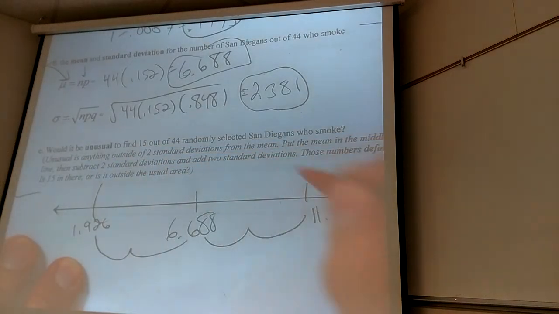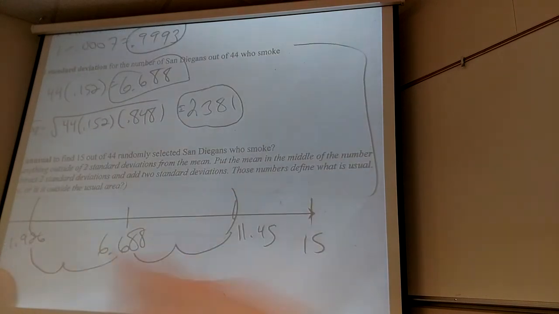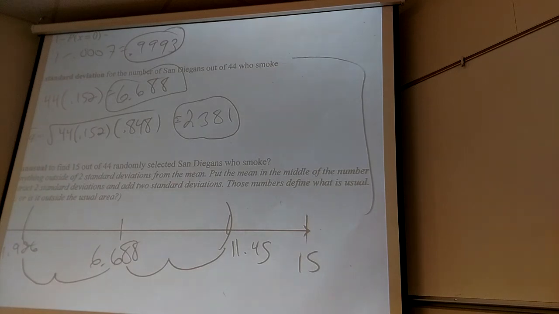So 15 is definitely unusual because it's way outside of what's expected. This is the range of what's expected. I hope this jives with what you know. You already know that if you flip a coin 10 times, you're not going to be weirded out if you don't get 5 heads, right? You're not going to say, I got 6 heads, or I got 2. Because the range gives you a little bit of allowance.